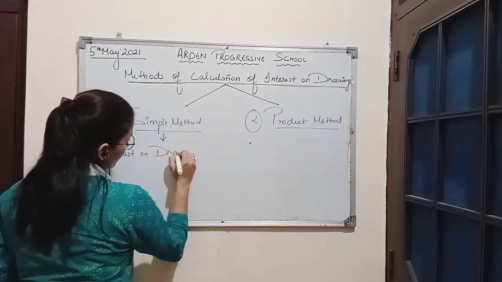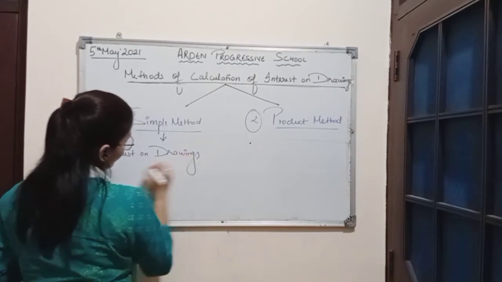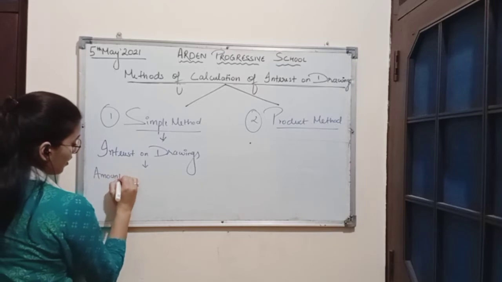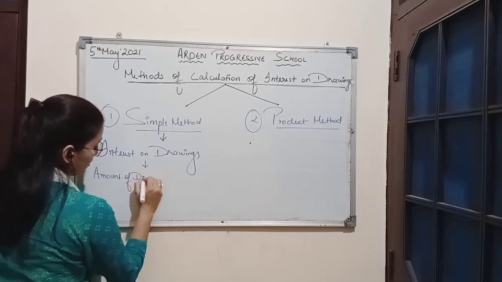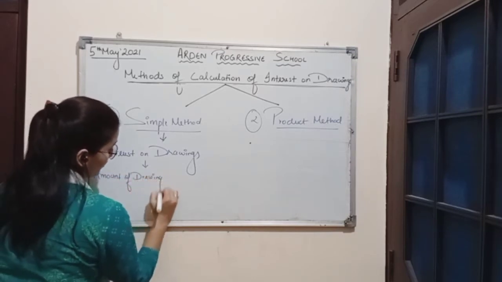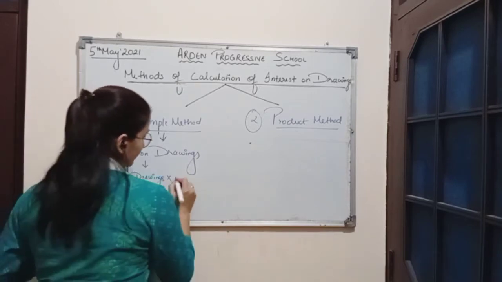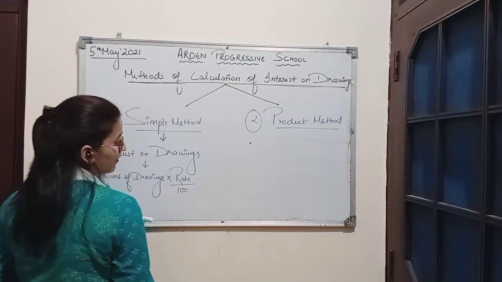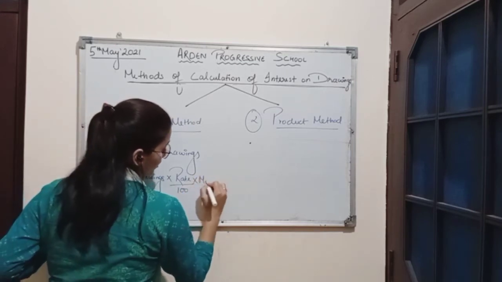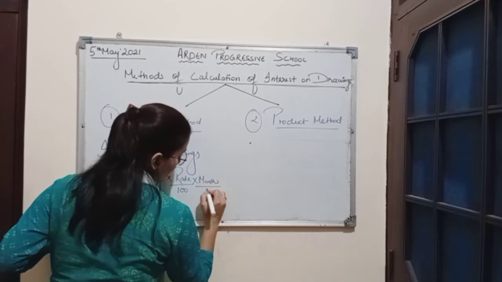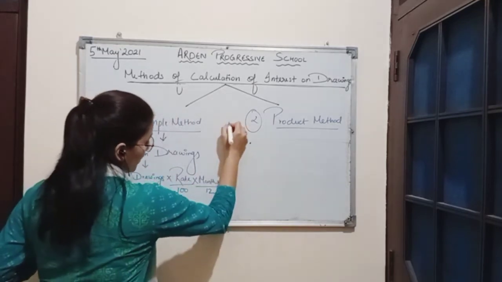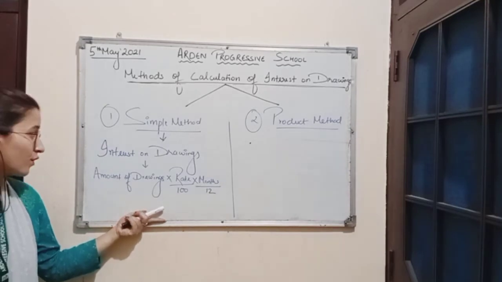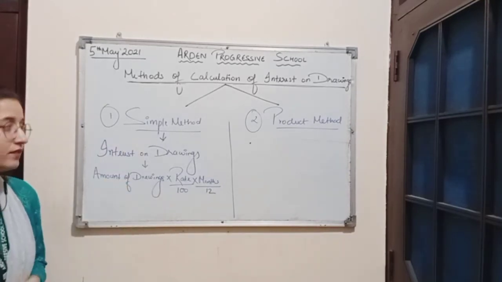Interest on drawings. Formula is amount of drawings into rate of interest divided by 100 into months divided by 12. So this is the method for calculation of interest on drawings by simple method.